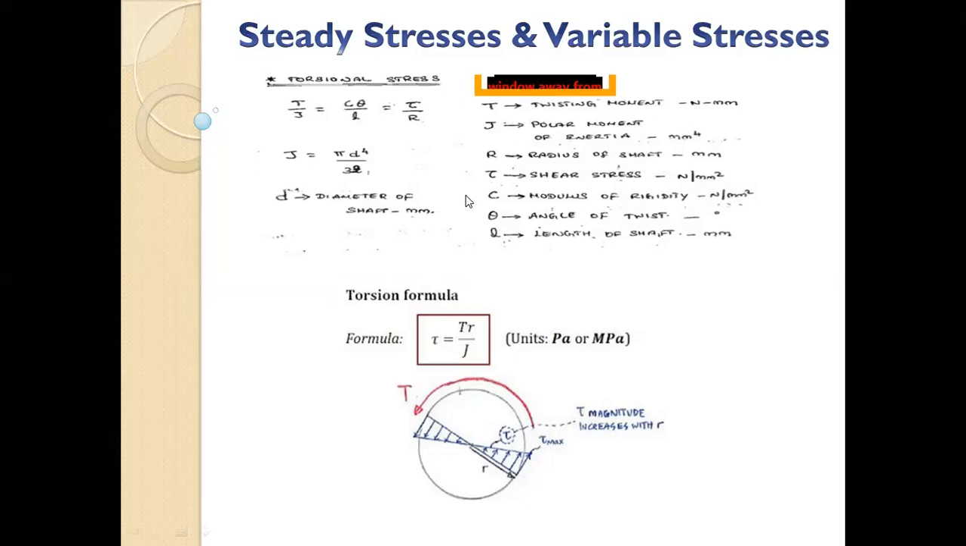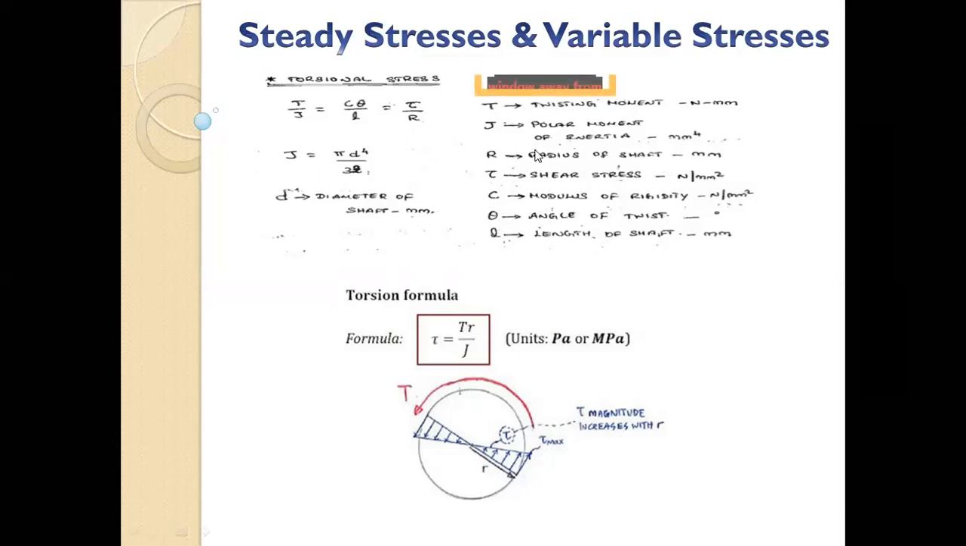So T upon J is equal to tau upon R. There is one more thing, it's called G theta by L. This equation you have to remember. G theta by L. L is your length, theta is angle of twist, and G is modulus of rigidity. Okay. So now T upon J is equal to G theta by L is equal to tau by R.